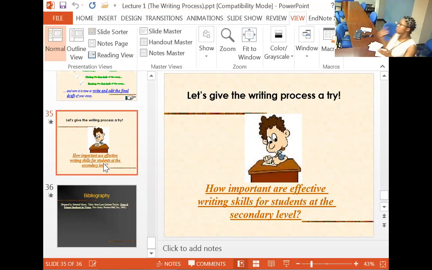Now, how you want to look at this process of writing is entirely dependent on you as a writer. But there are certain things that you have to bear in mind. One, it's not always linear, because this is going to be dependent on writing style, on experience, on sometimes the topic that you're writing about. So there are some things that we must cover though.